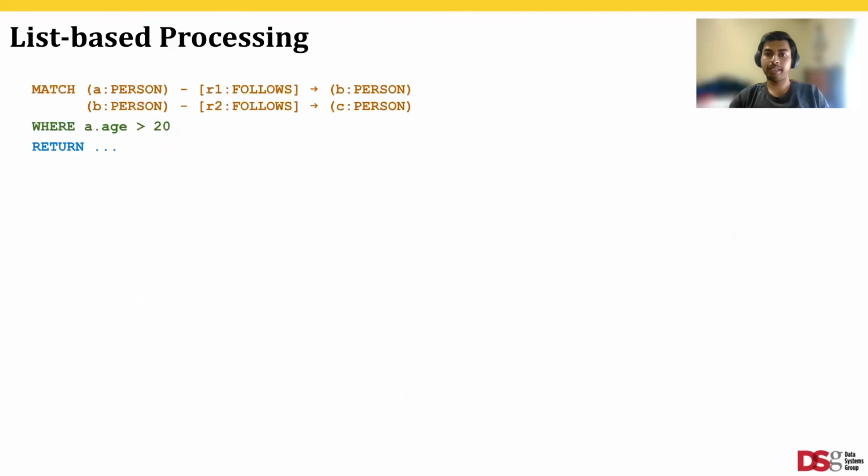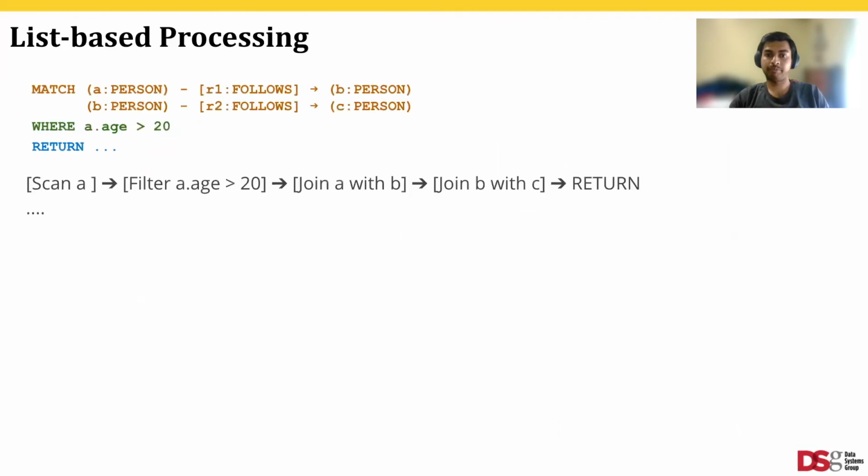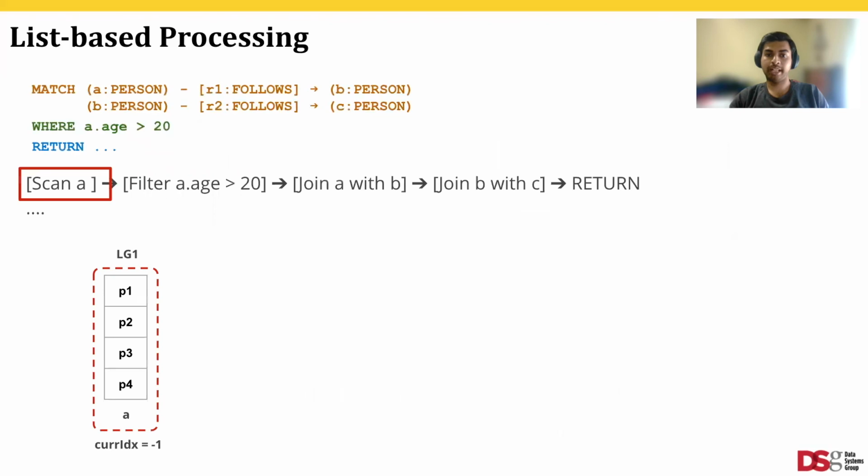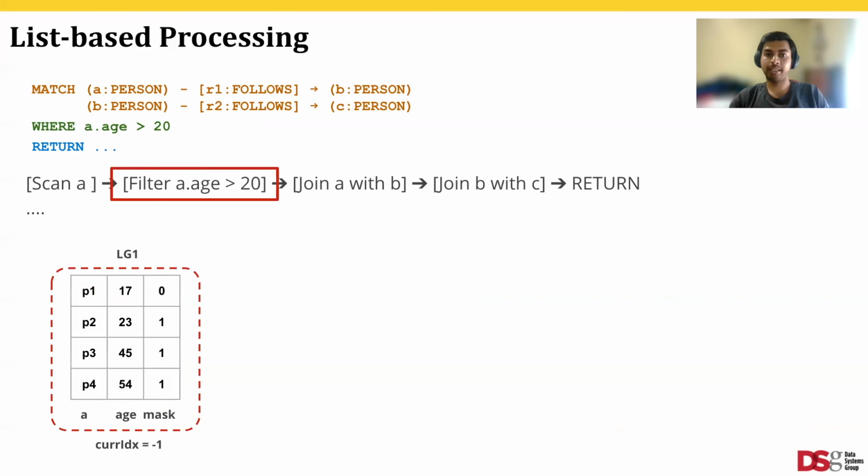Consider a two-hop query and the same query plan as we used before. The scan operator creates a new list group called LG1 with a vector A containing person nodes. Each list group has a current index that is either -1, which means that the tuples in the list group are part of the intermediate data chunk, or it can have a positive value, meaning the list group is flattened and only one single tuple is considered in the list group. Currently, LG1 is unflattened. Next, the filter operator operates on the unflattened LG1 and reads the age property for nodes in A and evaluates the age in the mask vector.